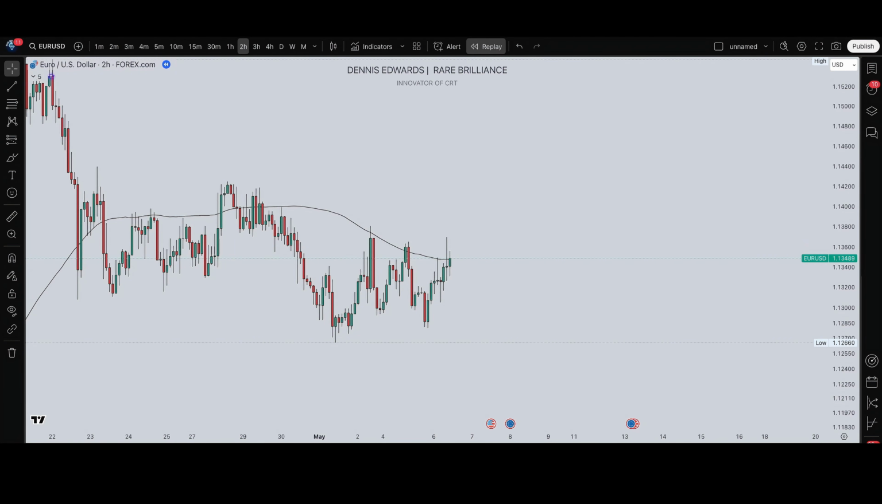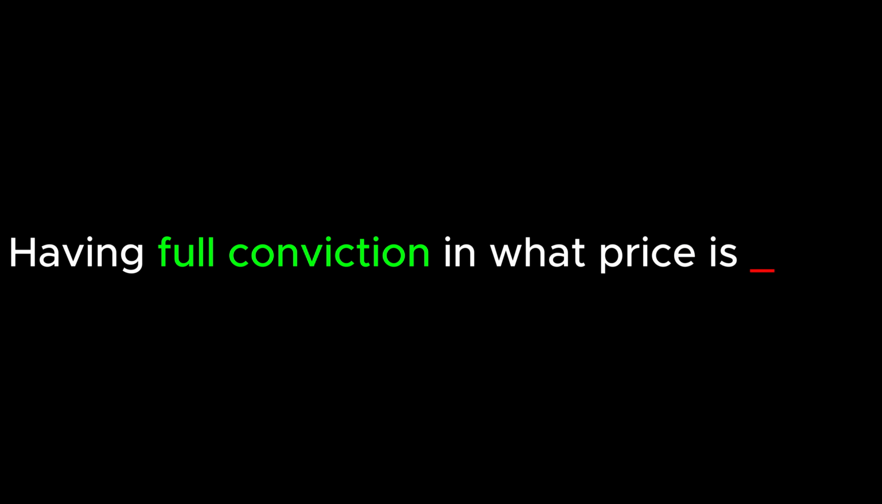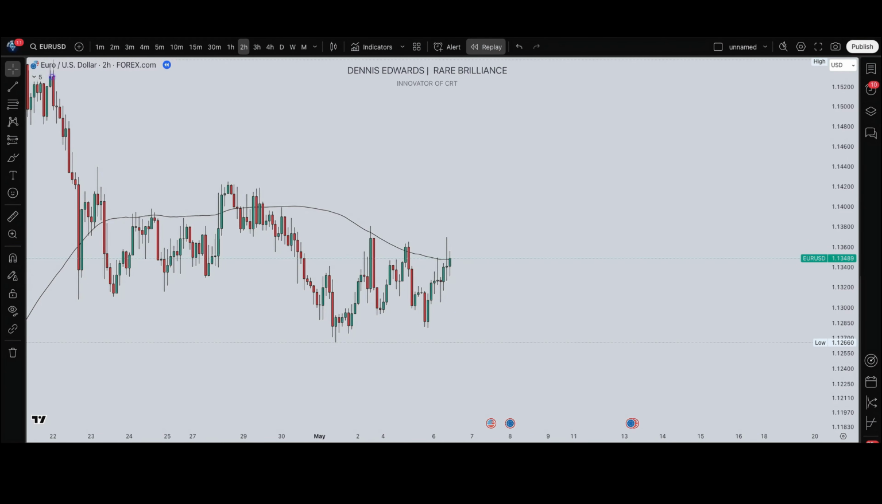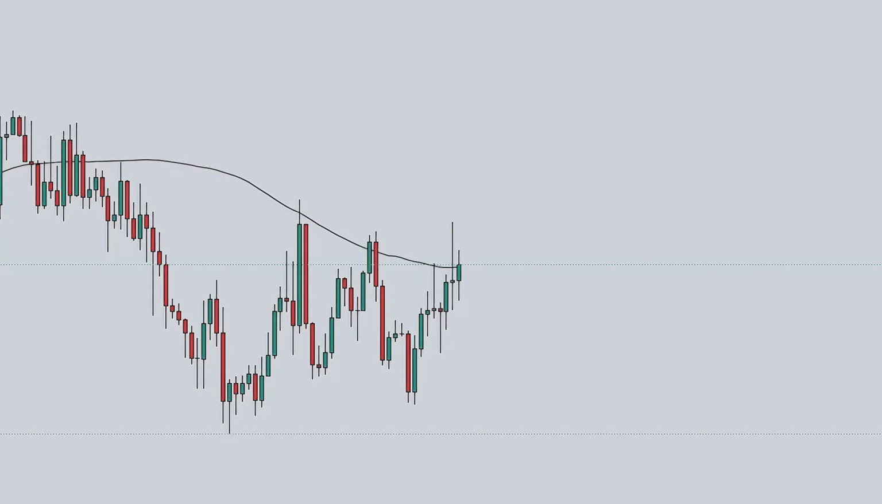To me, candlestick clarity means having full conviction in what price is doing, where it is going, and why. So it's not just about spotting patterns, but it's about reading the intent behind the candle inside of the candle's range. Let me make this more understandable with an analogy.